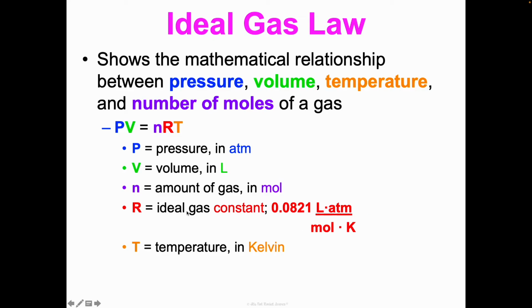For our purposes, to simplify this for you, we're only going to ever use this constant, which means to use this constant in this equation, your volume must be in liters, your pressure must be in atmospheres, your amount of gas must be in moles, and your temperature must be in Kelvin, period. So if they're not in these units, you will have to convert them for this equation to use this constant, okay? Let's do 2 examples.